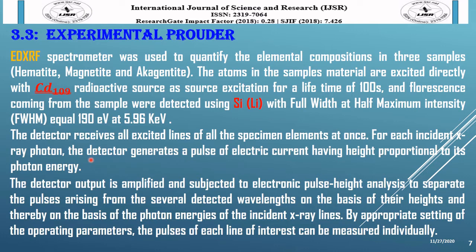and the detector generates pulses of electrical current having height proportional to the photon energy. This detector output is amplified and subjected to electronic pulse height analysis to separate it. The pulses arise from the different detector wavelengths. Therefore, by setting up this experiment, we have the result.